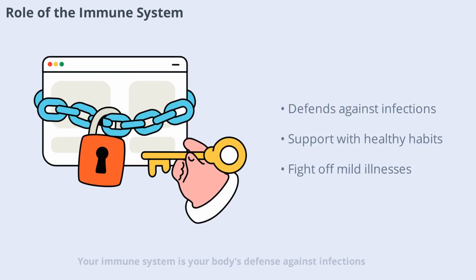Your immune system is your body's defense against infections. It recognizes and attacks bacteria and viruses to keep you healthy. A strong immune system can often fight off mild infections without medication. Support your immunity with a balanced diet, regular exercise, enough sleep, and stress management.